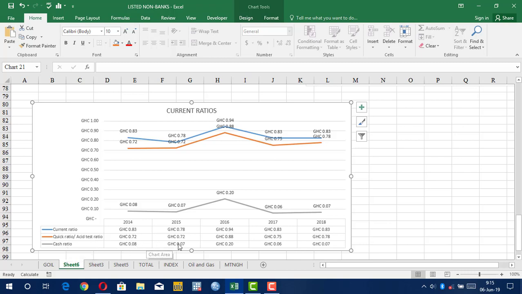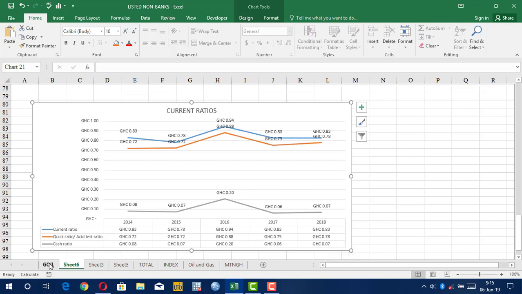The figures we are seeing here are no different from the cash and cash equivalents that we saw from the previous analysis. We realized that they were really not liquid. The amount of cash that the company had at hand, at times they had to go beyond their current account, that is overdraft. So look at the cash ratios. We are seeing 8 pesos in 2014. In 2015 we are seeing 7 pesos. In 2016 we are seeing 20 pesos. In 2017 we are seeing 6 pesos, and in 2018 we are seeing just 7 pesos.